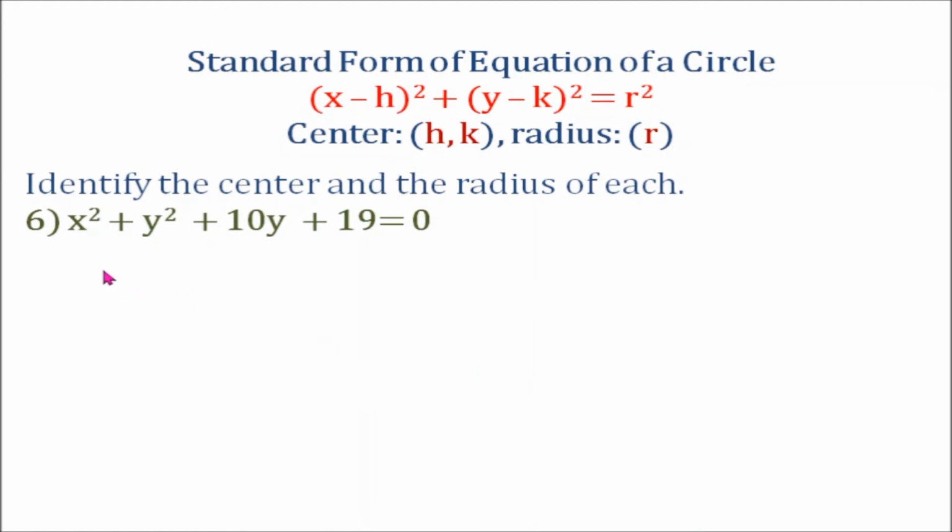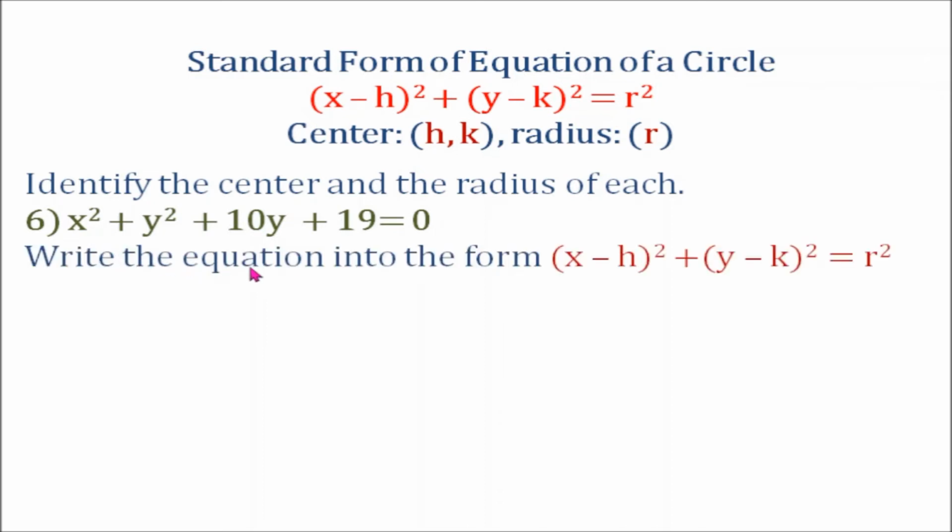Example number 6, the equation is x squared plus y squared plus 10y plus 19 equals 0. Again, we are going to write this equation in standard form. To do that, we are going to group together all terms with same letters. So in this case, we have here x squared, there's only one term, and then we have the terms with y, we have y squared and 10y, so this we are going to group together.